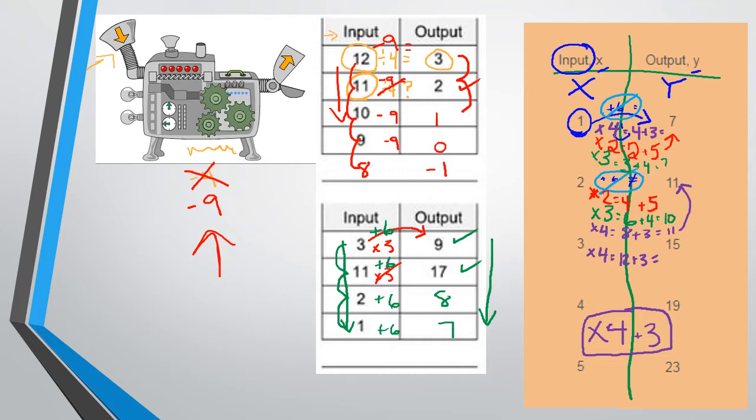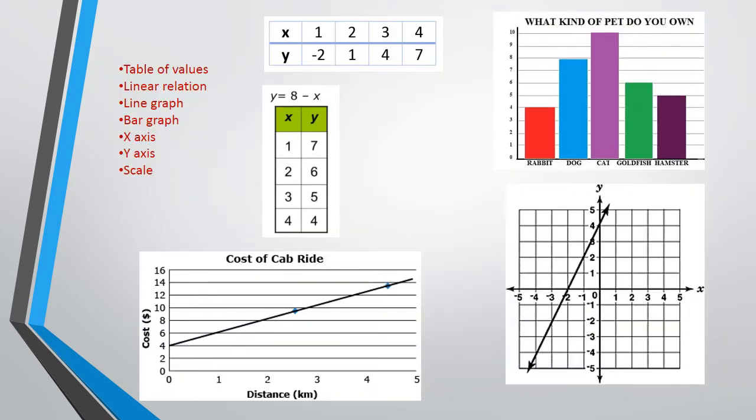That's what the input-output machine did there. So sometimes your patterns can have 2 different rules going on at the same time. P6.1, these are the vocabulary words that you need to know. So table of values, which is this guy here, and it can also be written up and down.